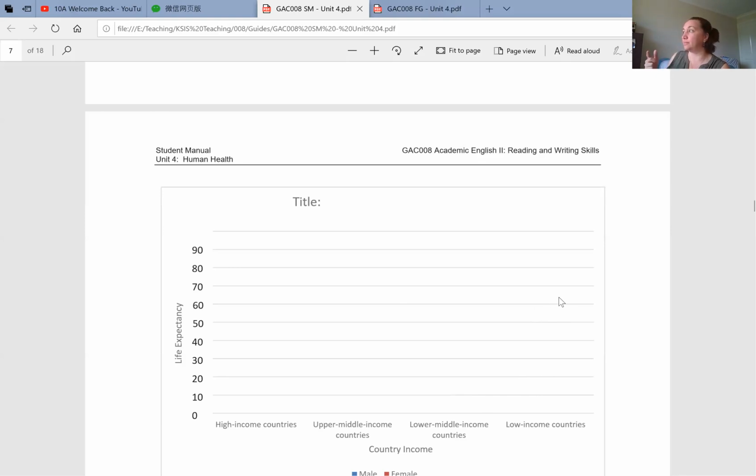Okay, I want you to go back and find your partner. Have a look. Do your graphs look similar? Have you got the same or different title? Whose title is better? And then we're going to have a look at what the answer should be. Again, please press pause if you need a little bit longer before we go through the answers.